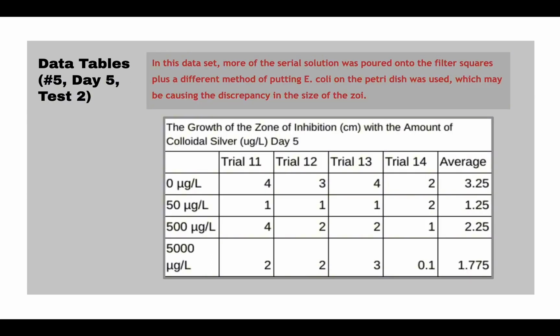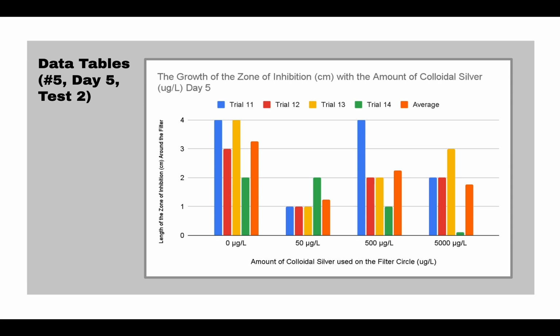This is test 2. In this data set, more of the cereal dilution was poured onto the filter circles, plus a different method of putting the E. coli on the petri dish was used, which may be causing the discrepancy in the size of the zone of inhibition. I also only did groups C through F, which is why there isn't 50,000 micrograms and 500,000 micrograms. And here's the graph.